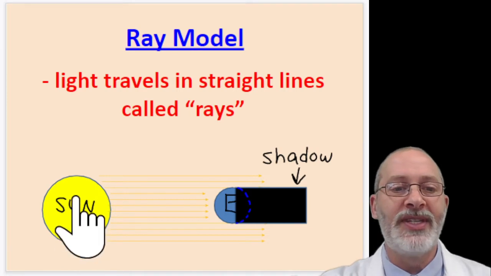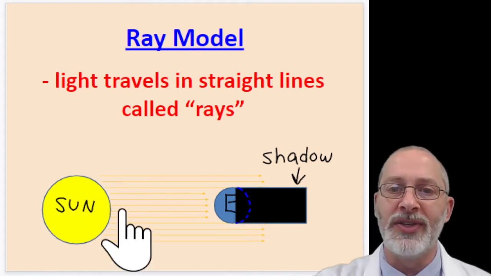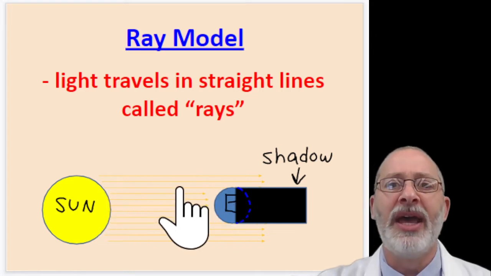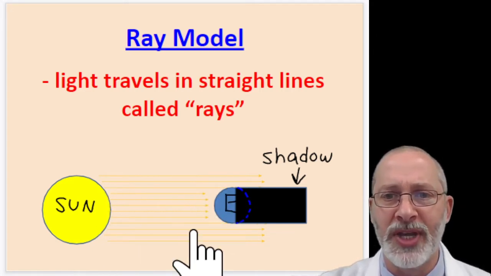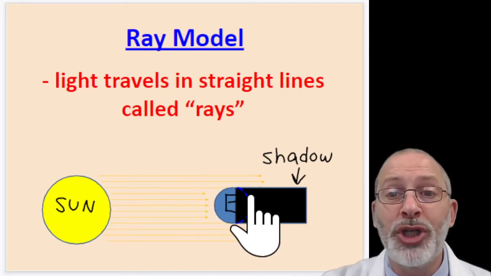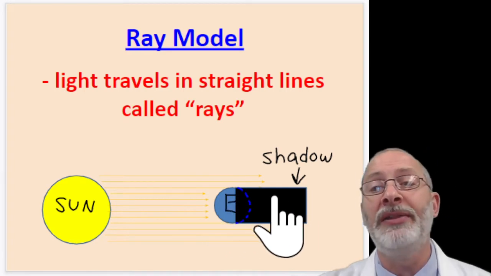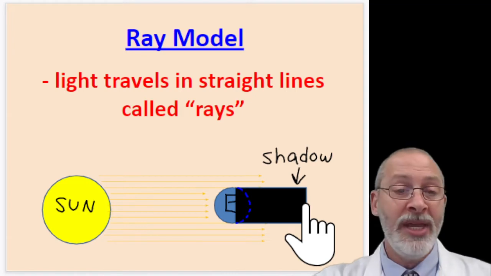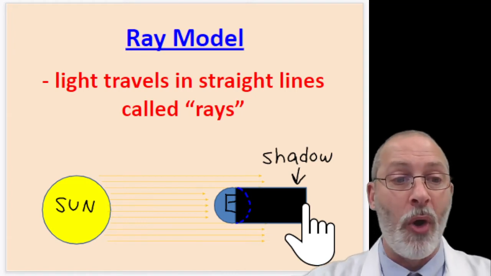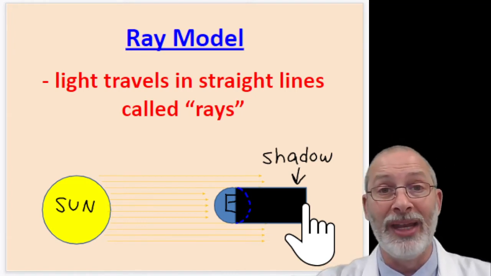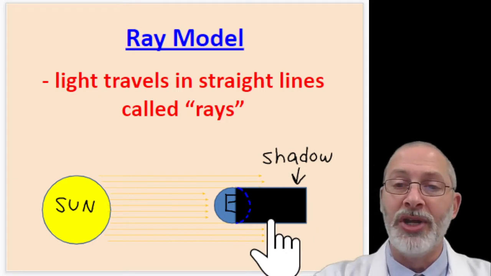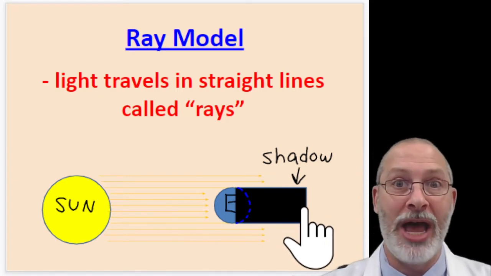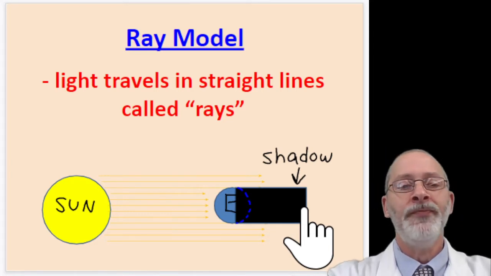The ray model of light suggests that light travels in straight lines that we call rays. If we look at this diagram here, we can see the sun, and we can see these lines that we'll call rays coming out from the sun, striking an object like the earth, and behind the earth, it produces a shadow. Now, shadows are only possible when light is shining. But as soon as light shines on a shadow, well, the shadow disappears.